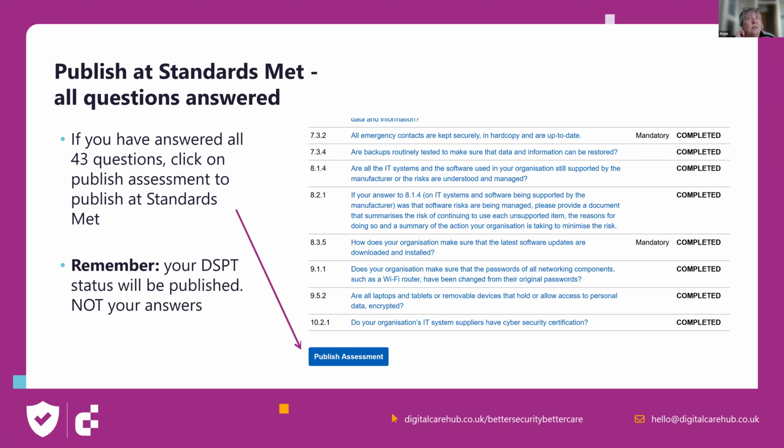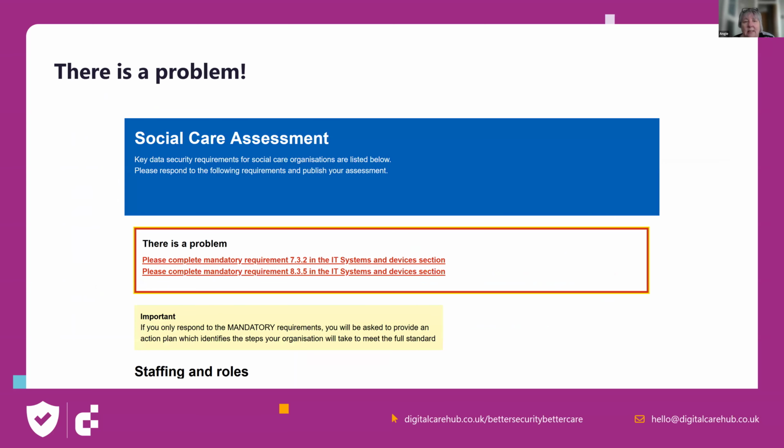If you're publishing to standards met, so you've answered all 43 questions, you click on publish assessment to publish to standards met. Remember, your DSPT will be published, but not your answers. So anybody can look up your ODS number and look up your DSPT publication and see if you've published, but they can't see what your answers are. They can only see that you're compliant and what year you're compliant to. Okay, so don't worry about anything that you put in the answers, they can't see it.